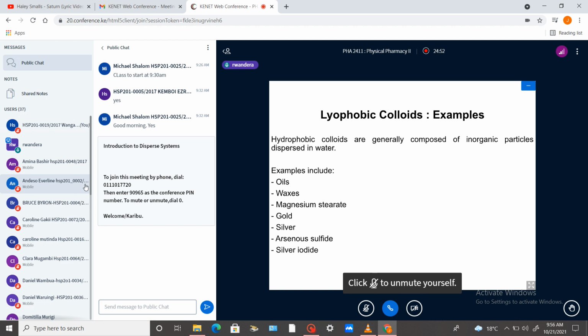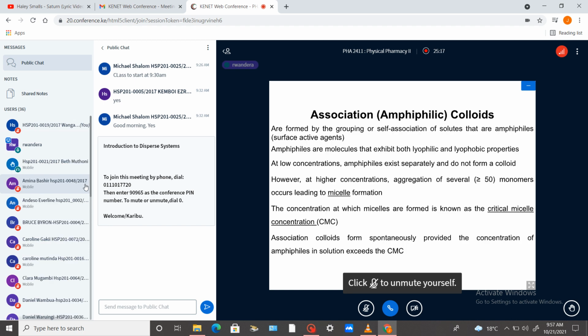So examples: lyophobic colloids will generally be composed of inorganic particles dispersed in water, which form hydrophobic colloids. Examples we have are oils, waxes, magnesium stearate, gold, silver, arsenic sulfide, and silver iodide.